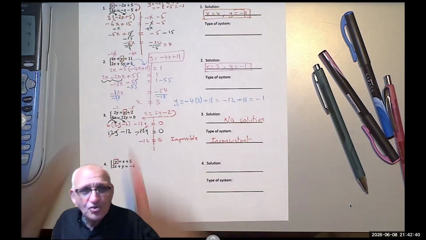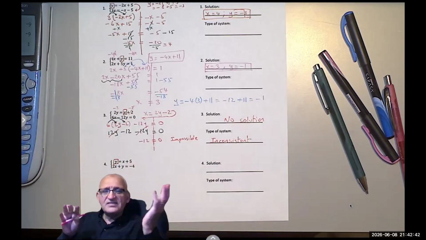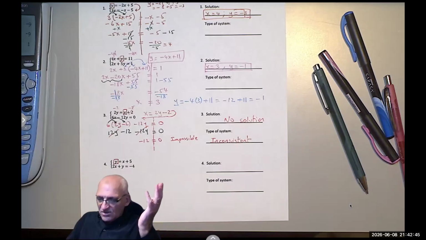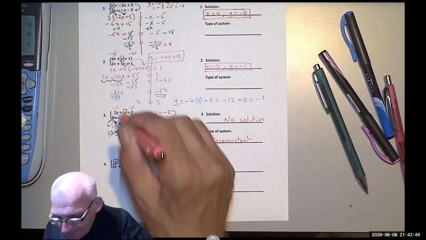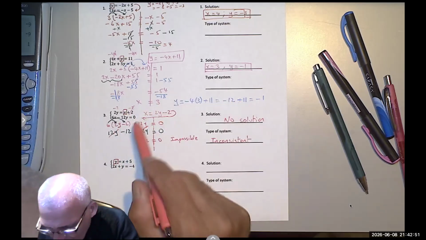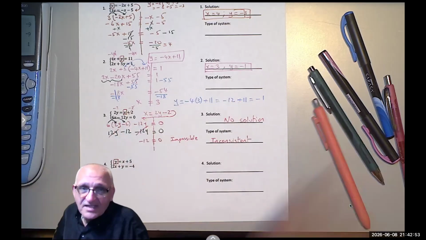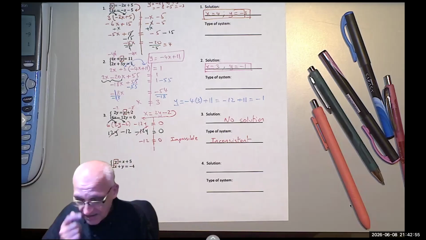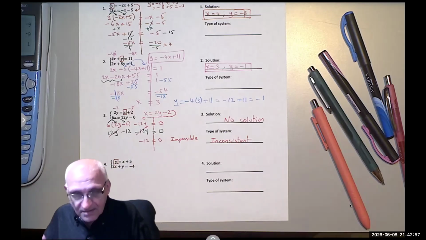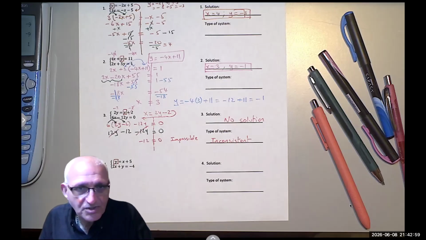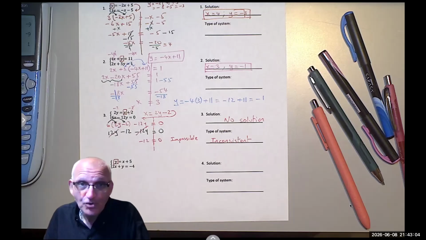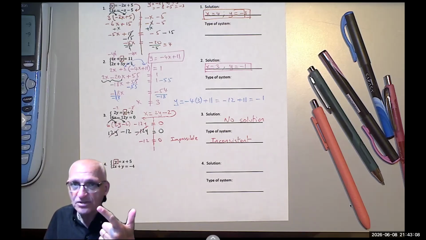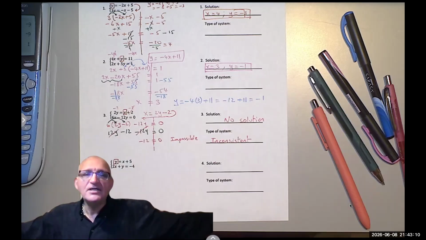Inconsistent because these two equations don't make sense. You cannot have negative 12 equals 0. So no matter what values you pick for y, you will always get something that doesn't equal 0, which is impossible. So no solution. I told you we can have no solution, a single solution, or infinitely many solutions.